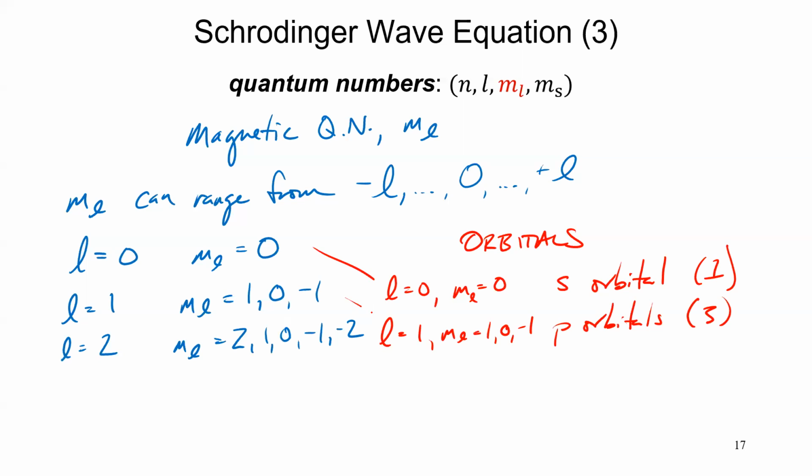Sorry, I shifted these down a little bit. But for this last one, L equals 2, we call these d orbitals. And how many d orbitals are there? 5. That's it, 5. 1 for each value of M sub L. Okay.